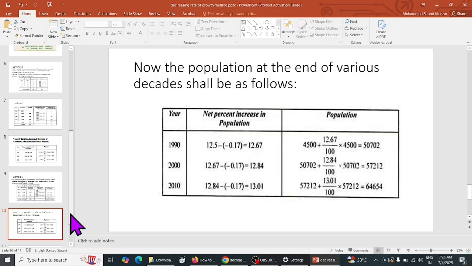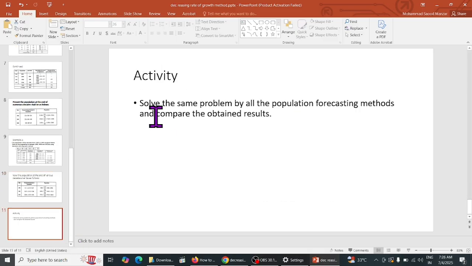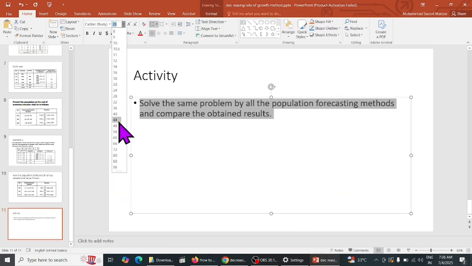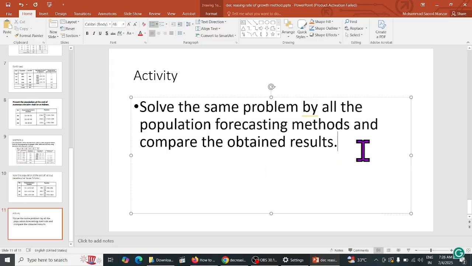Okay, now we have a short activity: solve the same problem by the population forecasting methods that we have learned earlier, and try to compare the values we are getting. Okay, so this was all about applying the concept of the decrease in rate of growth method.